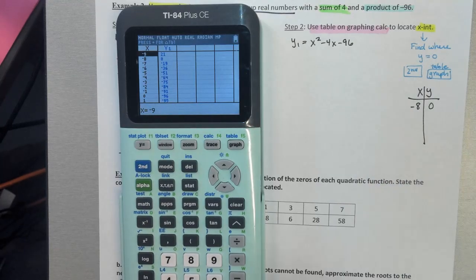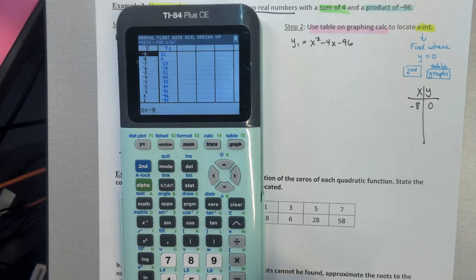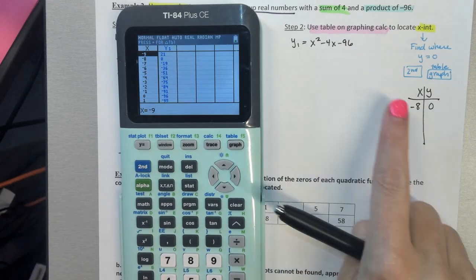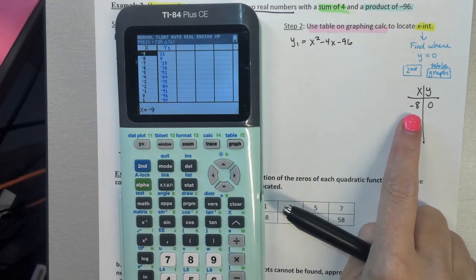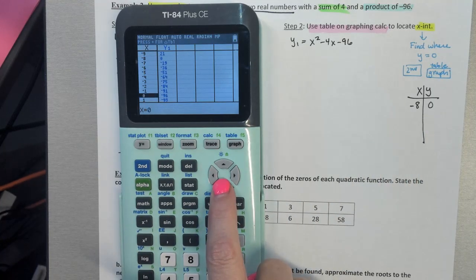So at negative 8, you get 0. Okay, we know the product is what? What's the product of the two numbers? Okay, the product is negative 96. So if you do negative 96 divided by negative 8, what do you get? 12. So that's where your other one should be.